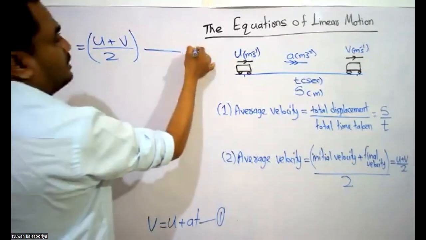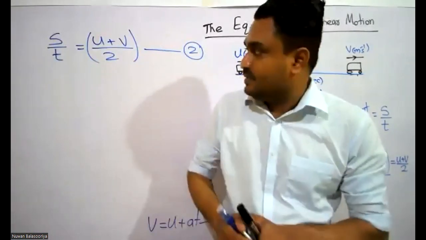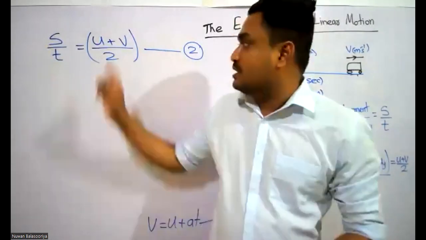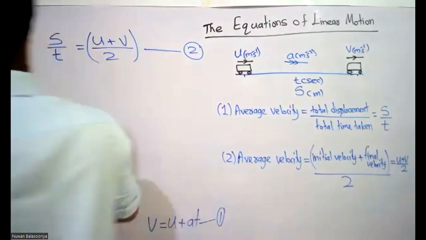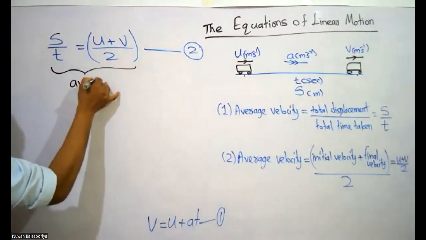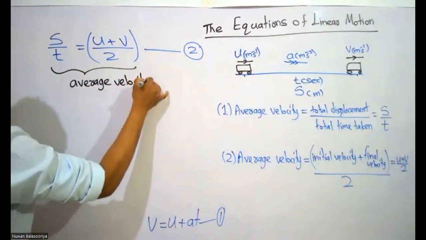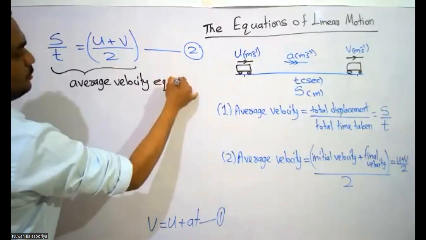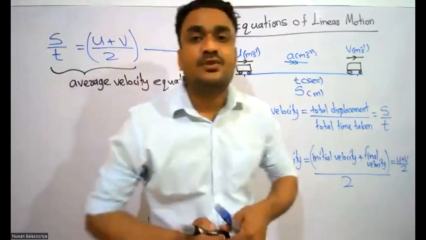So this is our second linear motion equation: s over t equals u plus v over 2. This is our second linear motion equation. This equation is known as the average velocity equation. Let's write this there. Please write this.